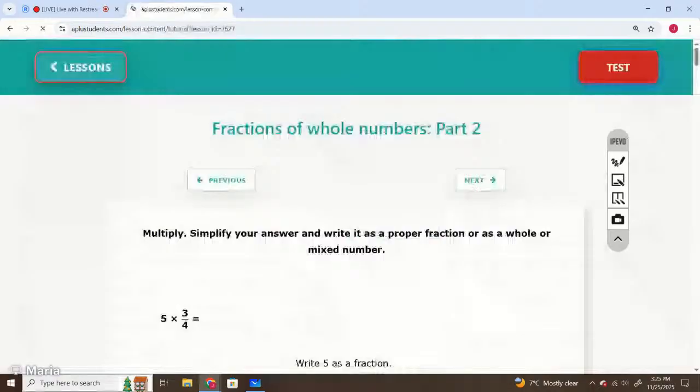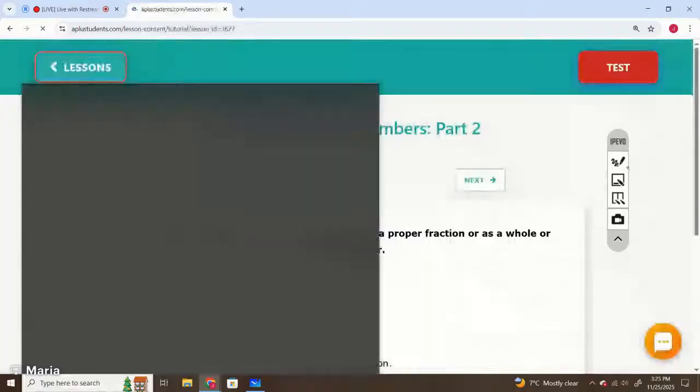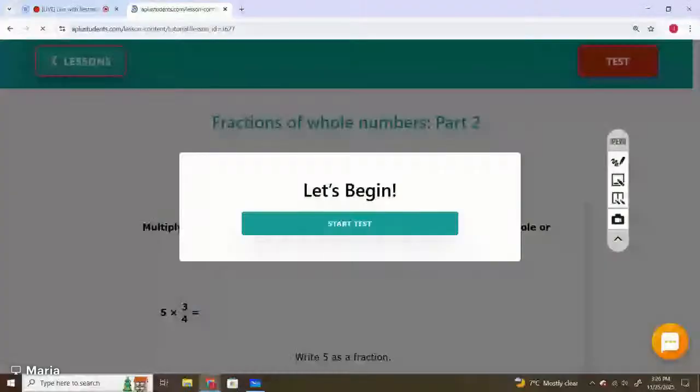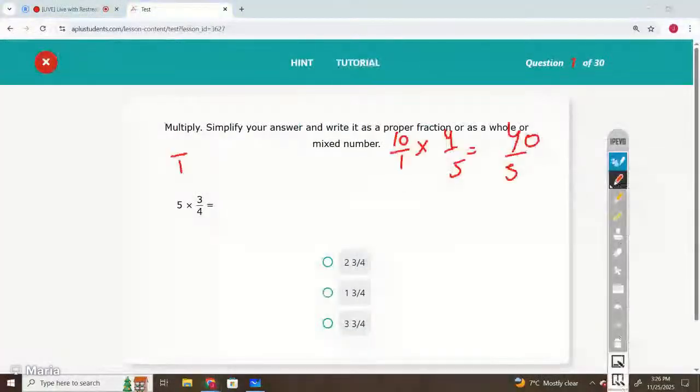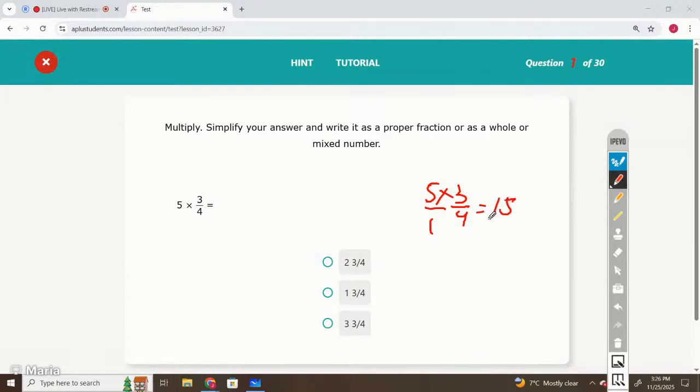5 times 3 over 4. So you need to multiply the numerator times numerator and denominator times denominator. So you have to do 5 times 3 is 15 and 4 times 1 is 4. So we have to divide it by the 4. 4 times 3 is 12, 15 take away 12 is 3. So that is 3 over 4.